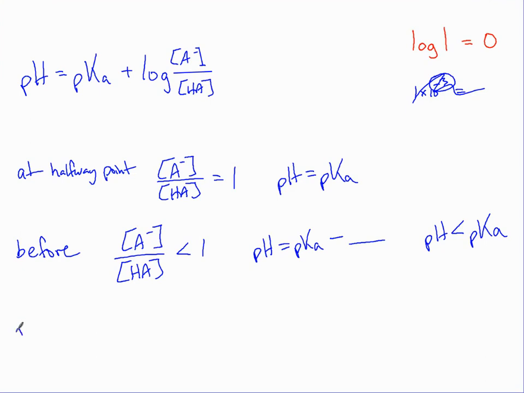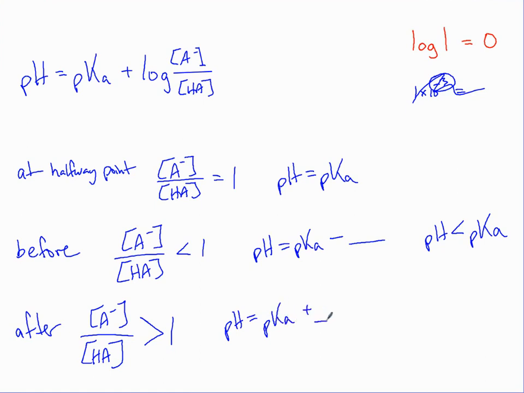Once you get past the halfway point, a lot more of this weak acid has reacted away. And so you're going to have a lot more conjugate base. And so the top number is bigger, which means greater than 1. We got pH equals pKa plus something, because the log of a number greater than 1 is going to be positive. And so which one is bigger here?